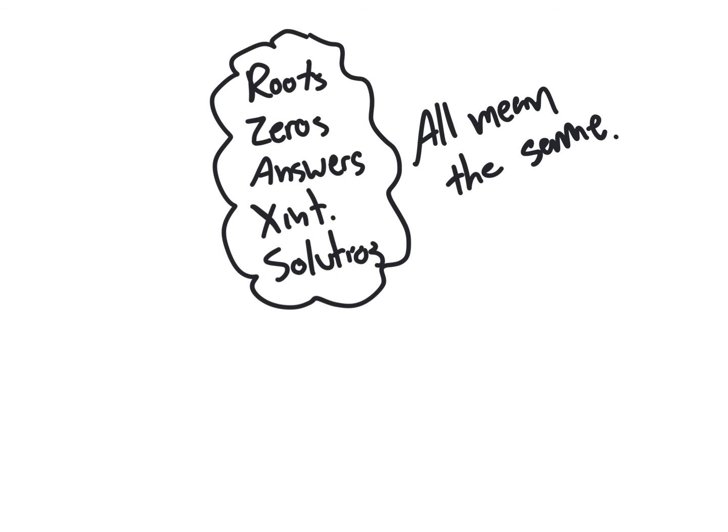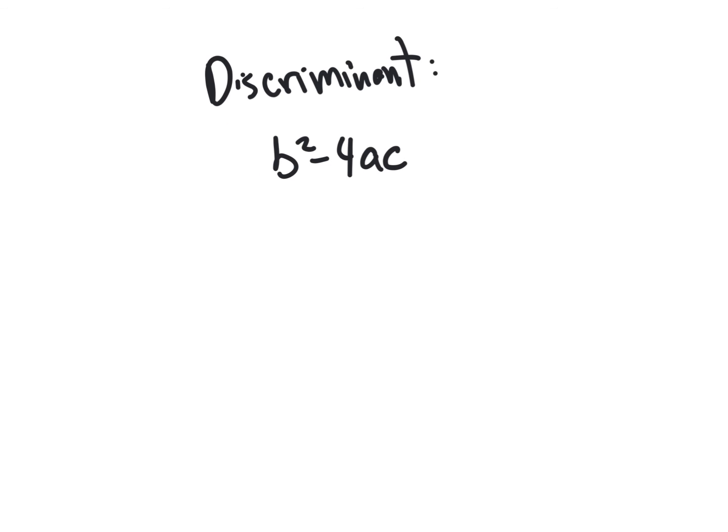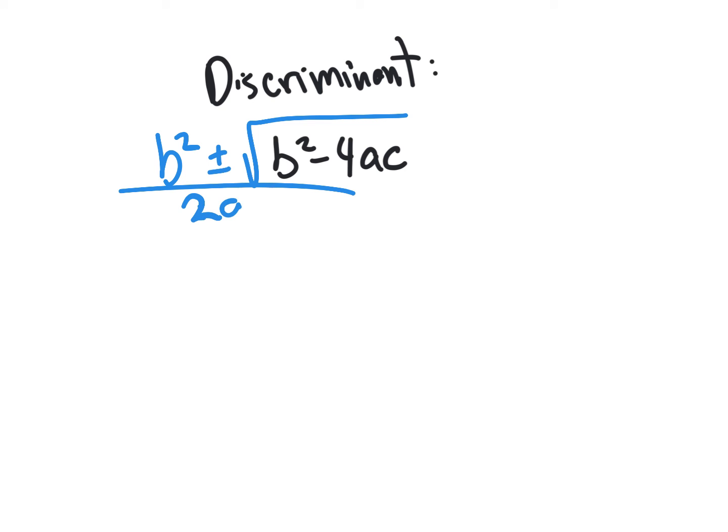Once again, roots, zeros, answers, x-intercepts, solutions all mean the same thing. So if you were to take the quadratic equation that we just solved, typed it on Desmos, you would see that it does cross the x-axis at 2 locations, but there would be crazy irrational decimal values, and that's why we use the quadratic formula, right? Again, the discriminant is the value that belongs inside the square root of the quadratic formula, b squared minus 4ac, divided by 2a.